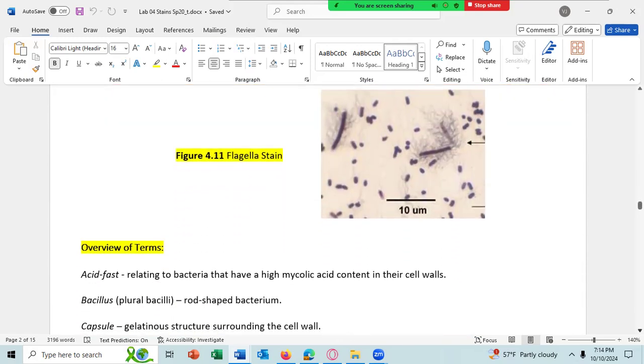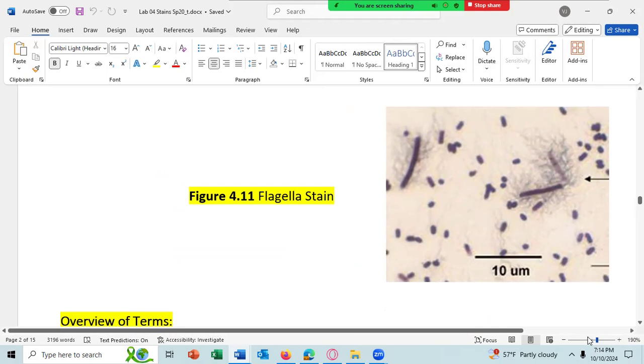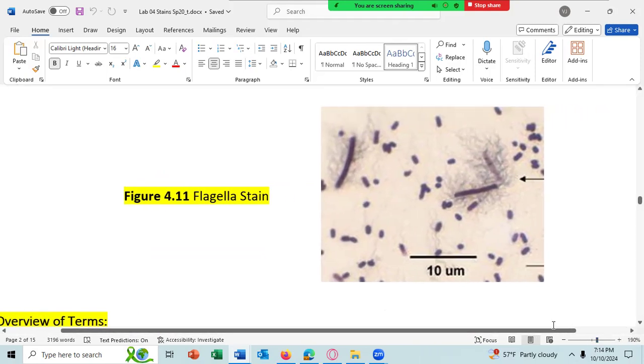So here we're looking at a cell with a flagella stain. If I look hard everywhere, I could find one of each example. I think this has two on one end, one there and one there. That looks like it has none. This one has several, at least on one end. And then these are peritrichous here and here and there. Any question about any of that?